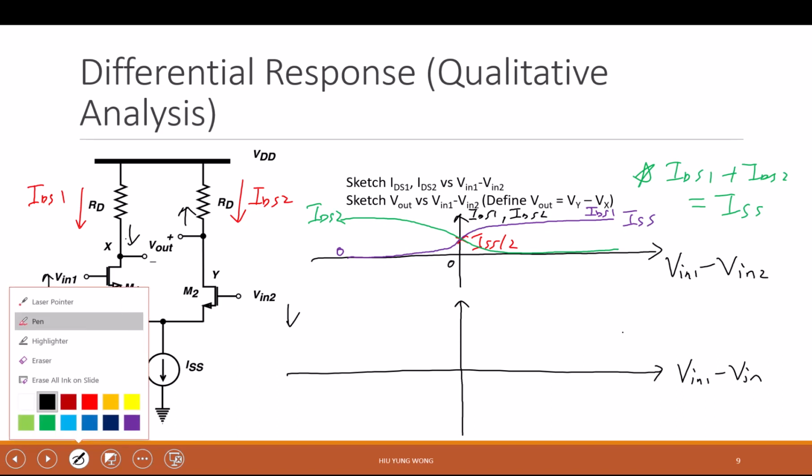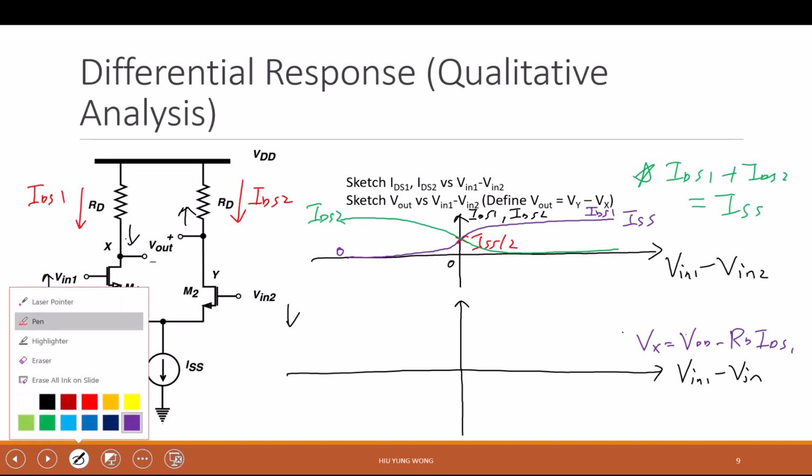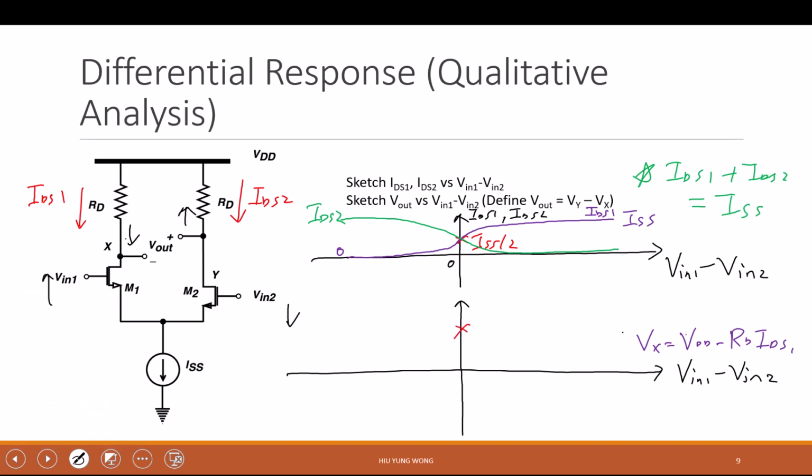Vx equals VDD minus RD times IDS1, right? So now, when it is at ISS divided by 2, it means at zero difference, right? This one I have a typo. This is 2. I expect that I'm here. And this is VDD minus RD times ISS divided by 2. Okay? For both Vx and Vy, because they have the same value, right?